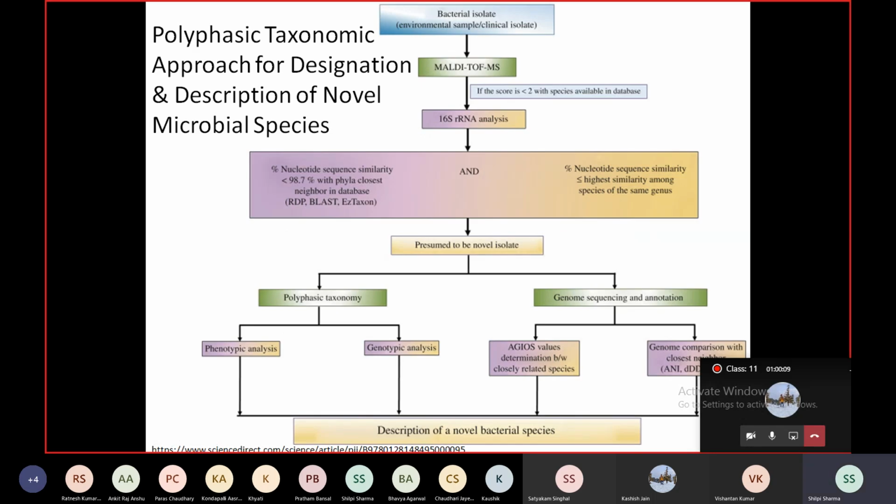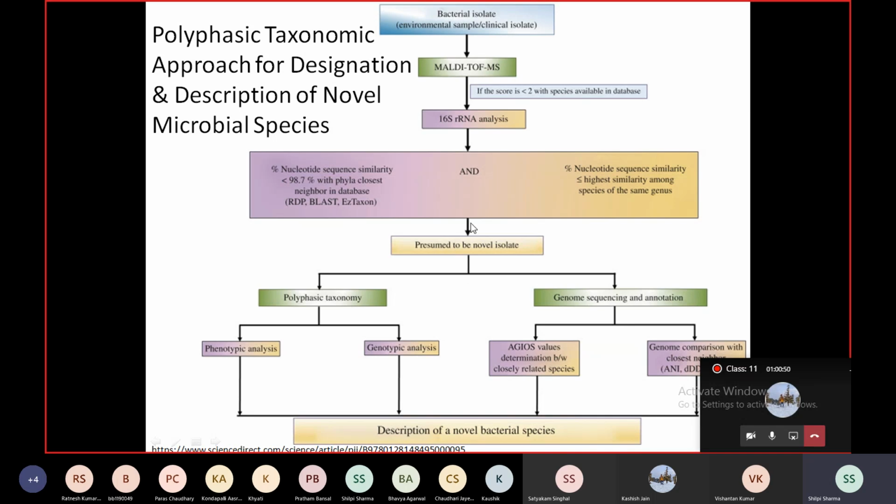Now, when you have an organism in question that you would like to classify, there's a complete set of methodology. You cannot simply perform one method and assign it as a new species. There's a complete flow chart by which you have to do this. So if there's a bacterial isolate, let's say from an environmental sample or from a clinical isolate, you have to perform 16S rRNA analysis. And like I said, the percent match with the closest phyla will determine whether or not it's novel, the first hint that you will have.